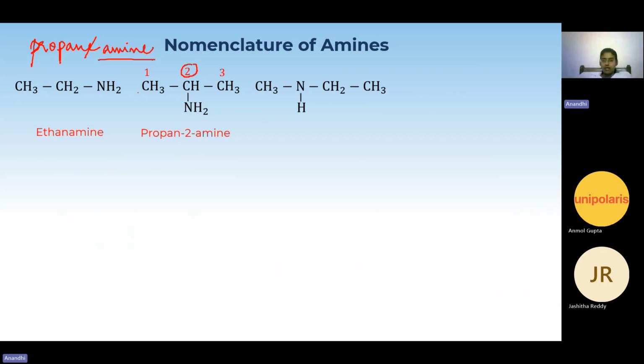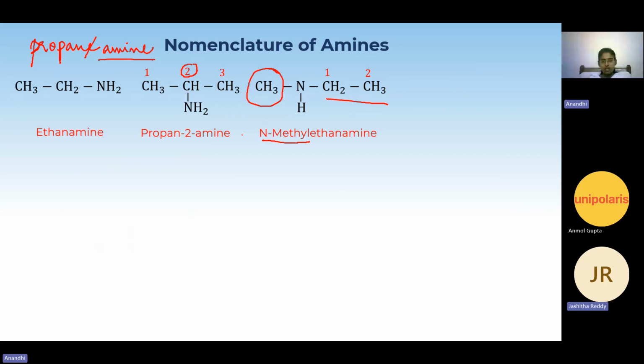This compound is ethyl methyl amine, the common name. Now we have to give the IUPAC name. Here I have 2 carbons and this side I have only 1. So you have to keep the alkyl group with more carbons as your parent chain. In the parent chain you start numbering from the carbon attached to nitrogen, so it will be 1 and 2 like this. Now this substituent is attached to nitrogen, so it is N-methylethanamine. Ethanamine is for the parent chain, and N-methyl is the substituent.